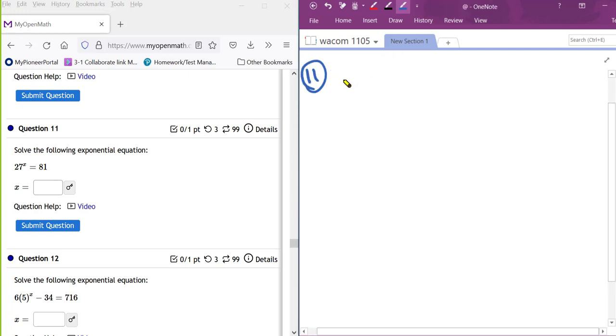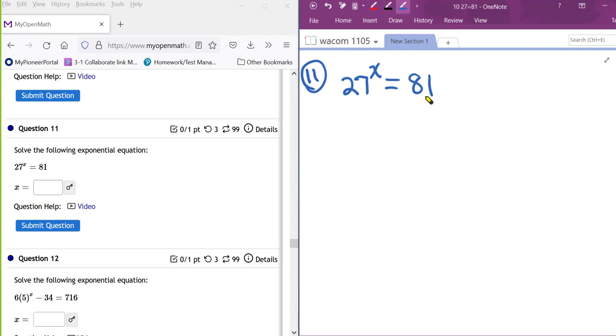We have 27 to the x equals 81. Now, if you try 27 even squared, it's going to be huge. So you're not going to be able to keep 27 as your base and make the bases match. Both of these have 9s in them, but even 9 squared gives you 81. So that's too big. So you have to go smaller.